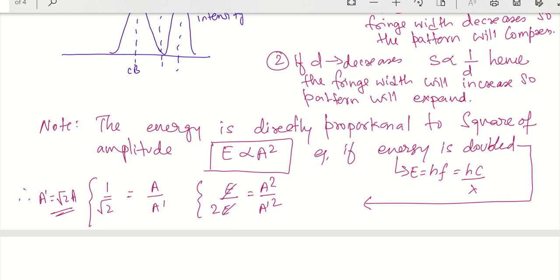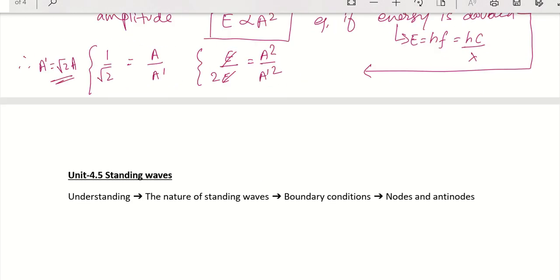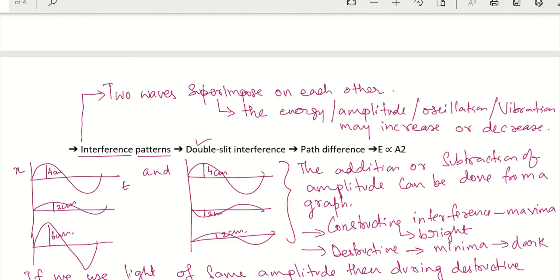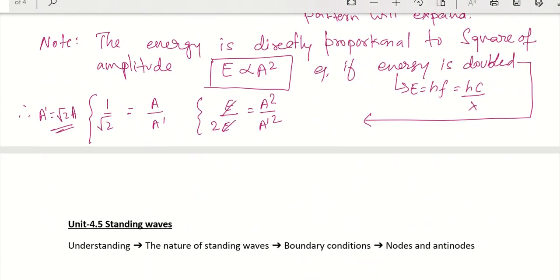Okay, so this is about your double slit interference. You don't have much more than this, because this is in the core part. It is not in higher level physics. So this is enough here.